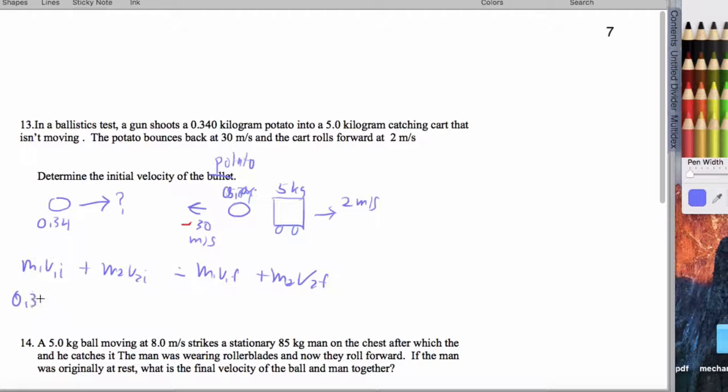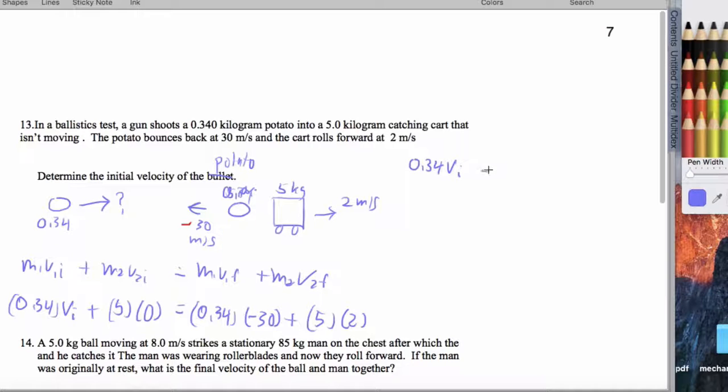So we've got the potato going at its unknown speed. The cart isn't moving. So 0.34 times its unknown initial speed plus the 5 kilogram cart moving at 0 equals the potato moving backwards at 30 plus the cart moving forward at 2. And so as we continue this, we're going to end up getting here 0.34 V initial equals 0.34 times 30. I'm getting negative 10.